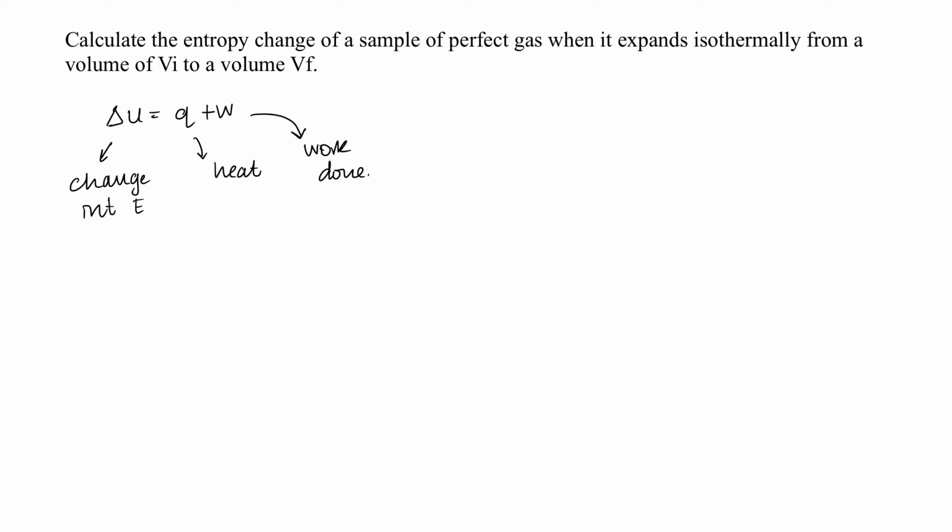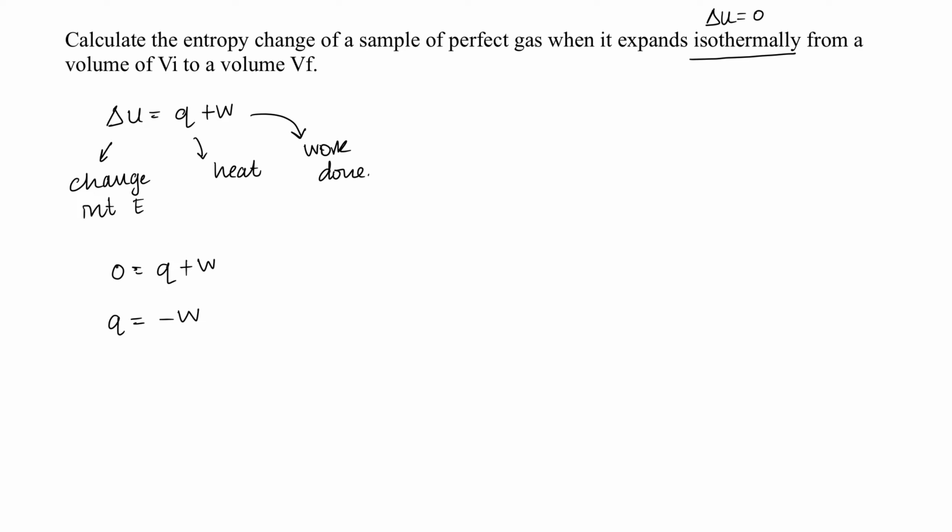Now, for an isothermal process, the change in internal energy, delta U, is equal to 0. So our equation now becomes 0 is equal to Q plus W. That means that Q is equal to minus W.